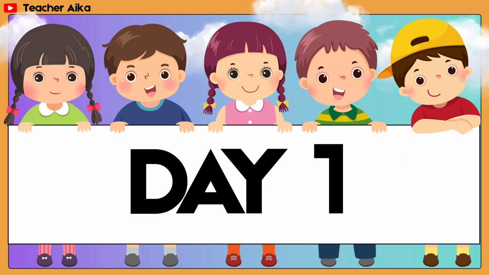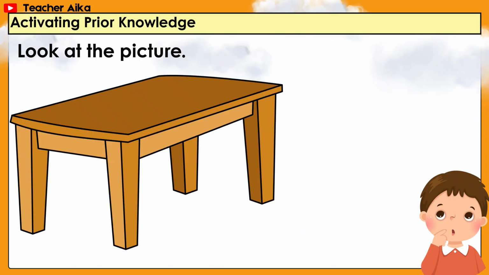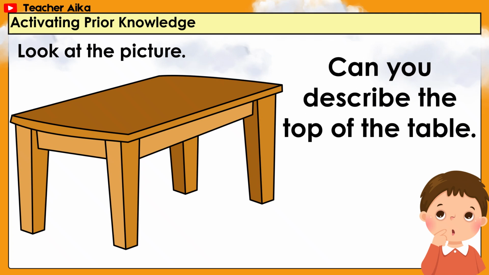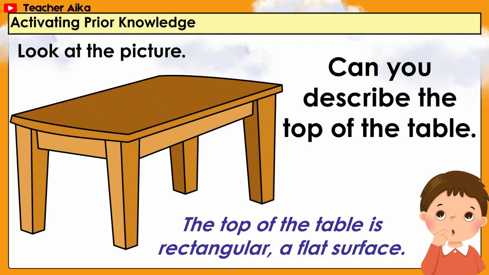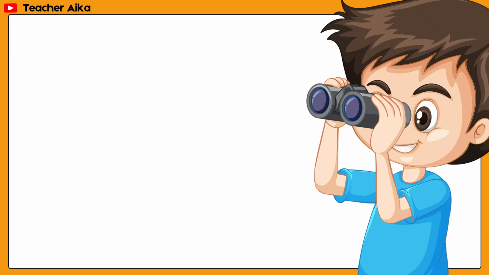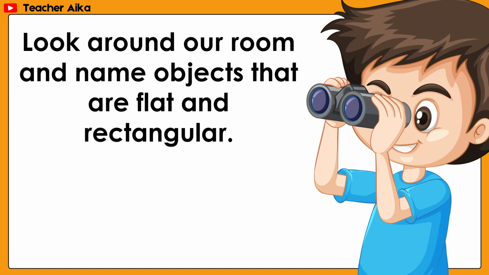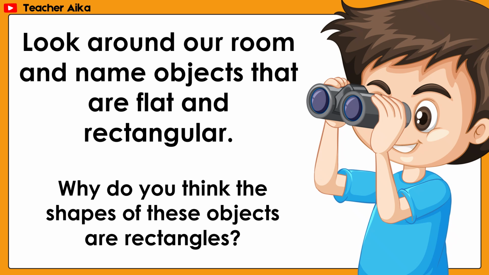Day 1. Look at the picture. Can you describe the top of the table? The top of the table is rectangular, a flat surface. Look around our room and name objects that are flat and rectangular. Why do you think the shapes of these objects are rectangles?